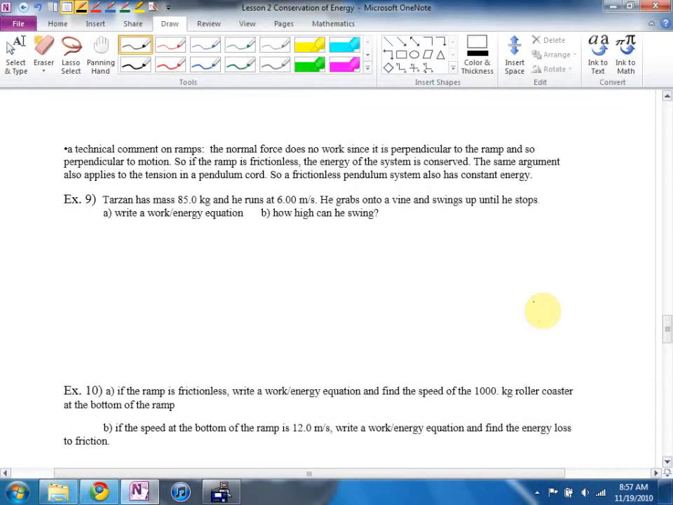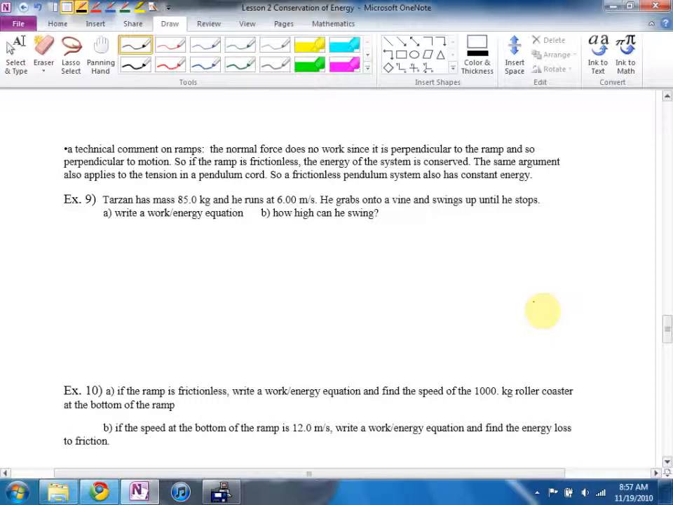A technical comment on ramps. The normal force, which is a force on every ramp, does no work because it's 90 degrees to the direction of motion. And so if the ramp is frictionless, the energy of the system will be conserved. It'll just be potential at the top equals kinetic at the bottom, and if it's frictionless, you don't care about what's going on in between. The same argument also applies to tension in a pendulum cord. So if you have a frictionless rope in our magic physics world, you'll also have constant energy.